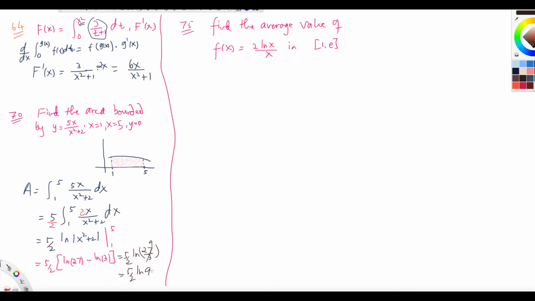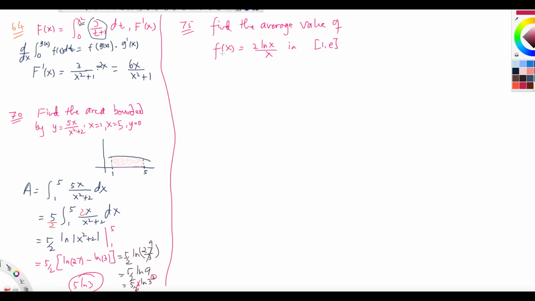Or if you want to, you can still do it like this. 5 over 2 times natural log of 3 squared. The square comes to the front, and then you cancel the 2. So 5 natural log of 3. You can write that way too. That is the final answer. You can write the final answer that way too.